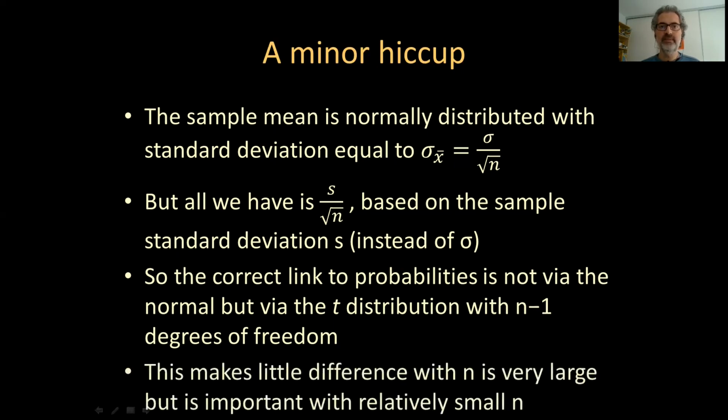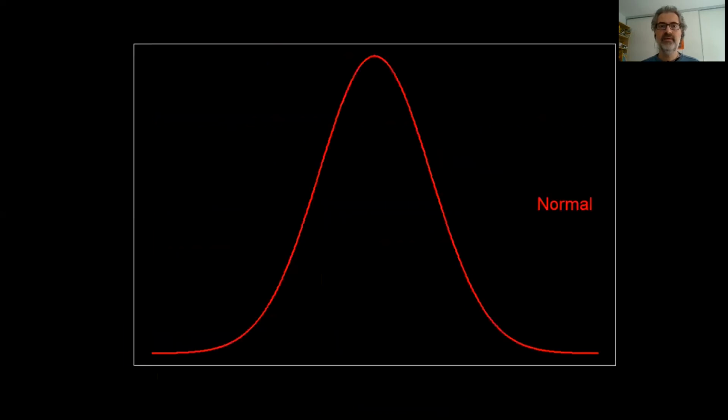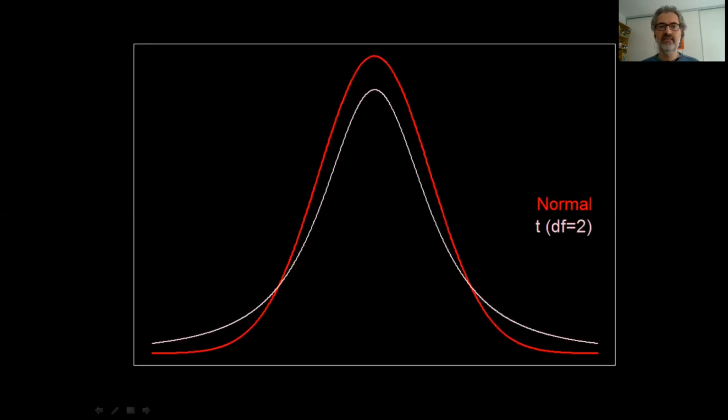Switching from the normal to the t-distribution makes very little difference with very large sample sizes, but is very important when sample size is relatively small. Let's see what this looks like. This is the normal distribution. And this is the t-distribution with 2 degrees of freedom. If we had a ridiculously small sample of 3 data points, then this would be the relevant distribution for connecting standard errors of the mean to probabilities.